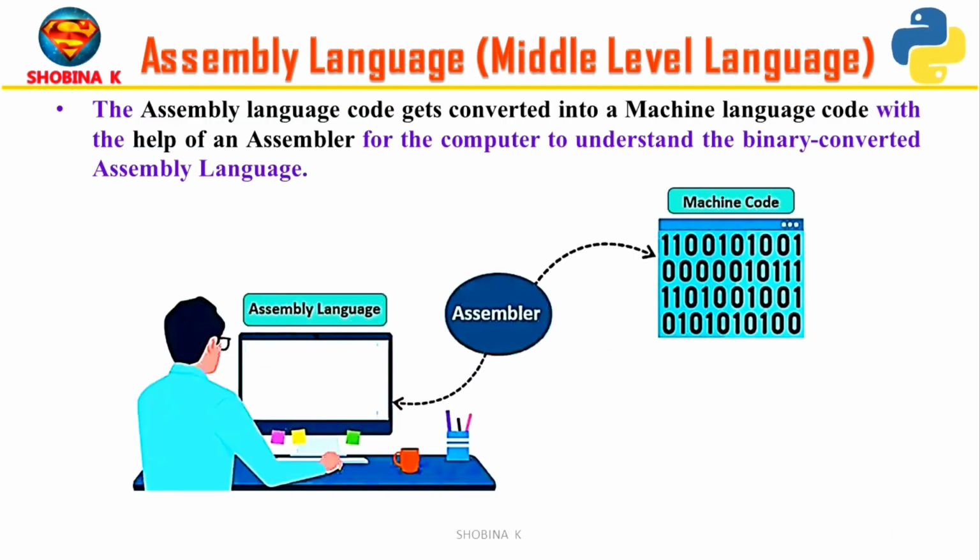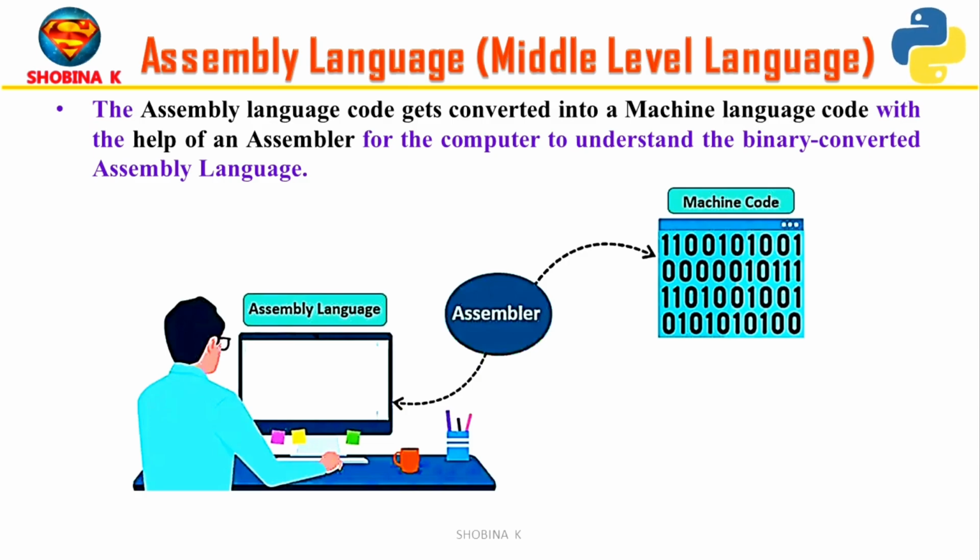The assembly language code gets converted into machine language code with the help of an assembler. The assembler is a specific type of translator. The assembly language code is a human-readable code written using mnemonic instructions and symbolic representations, which is specific to a particular processor architecture. It is an intermediate level representation between high-level languages and machine code.